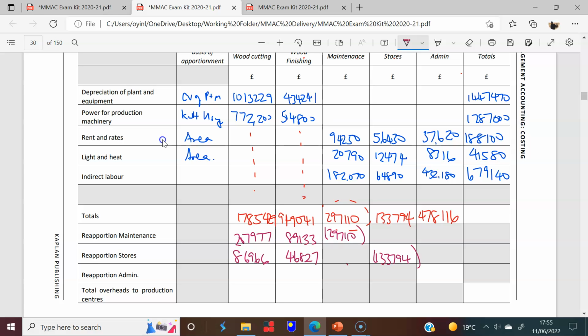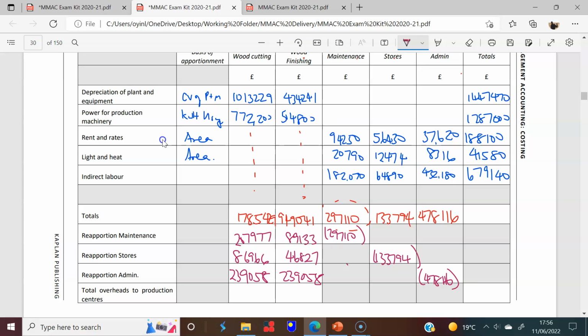And then finally, it tells you to split this equally. The admin, I remember seeing that 478,116 divided by 2 is 239,058. Let's get rid of this 478,116. 239,058. And then we now can add all these right down to the end.